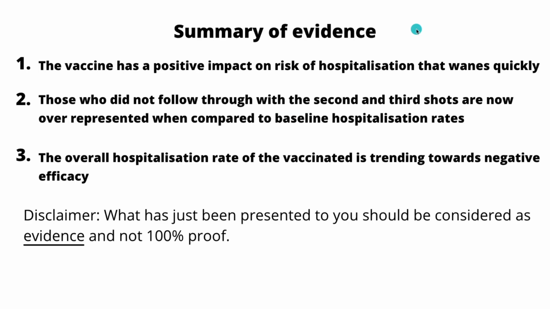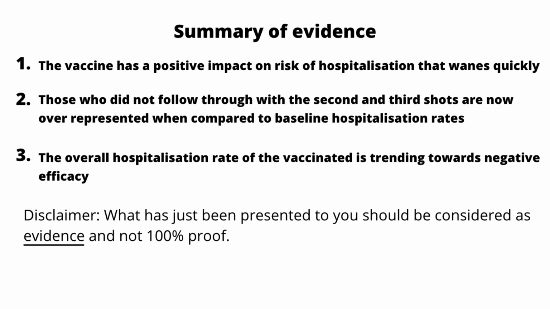So to summarise, 1. The vaccine has a positive impact on risk of hospitalisation that wanes quickly. 2. Those who did not follow through with the second and third shots are now overrepresented when compared to baseline hospitalisation rates. And 3, the overall hospitalisation rate of the unvaccinated is trending towards negative efficacy. And a disclaimer there, what has just been presented to you should be considered as evidence and not 100% proof.